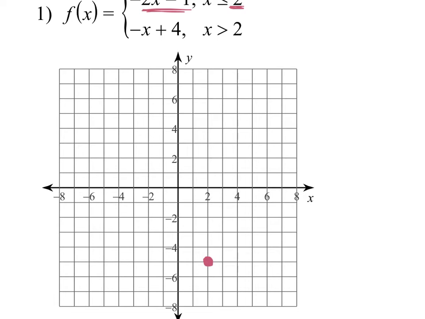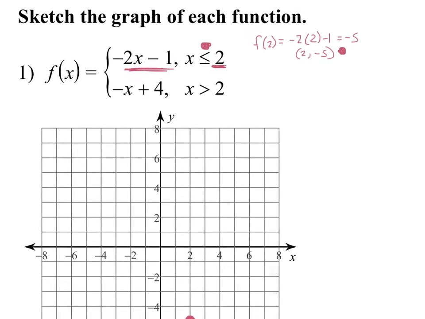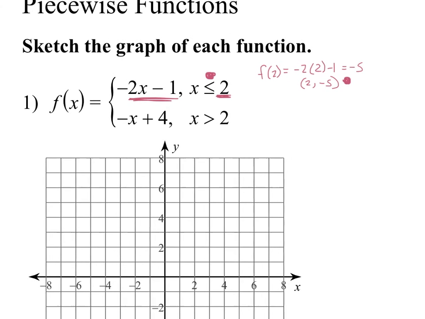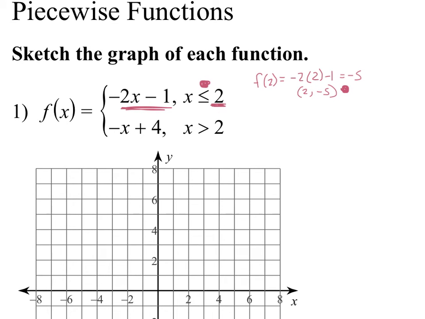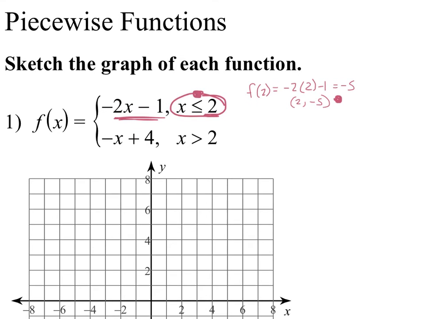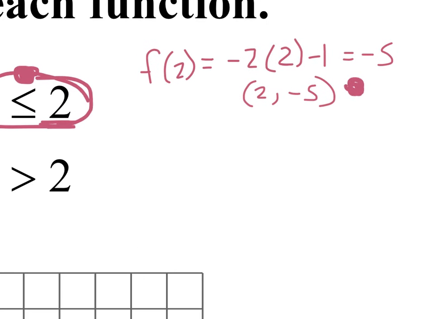Now we need to know in what direction this graph is going, how this graph is going to look for the rest of it. So we're going to plug in another number that satisfies this inequality. We need to plug in a number that is less than 2, so we can plug in 0. You can plug in any number here that's less than 2. If you wanted to plug in 1, you can plug in 1. You can plug in -1. You can plug in -2, whatever you want. I like to plug in 0 because I think it's the easiest.